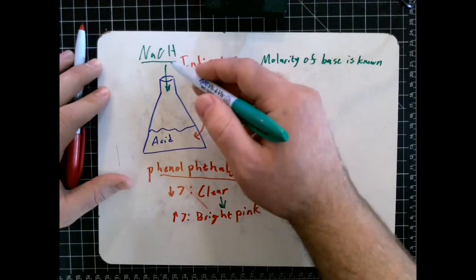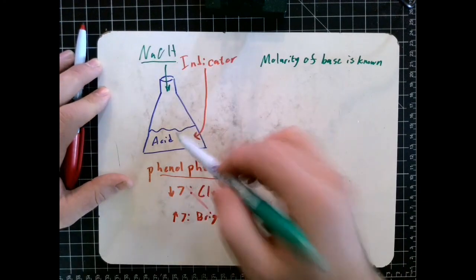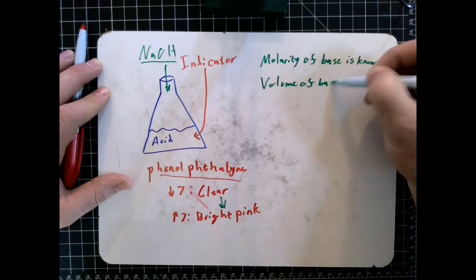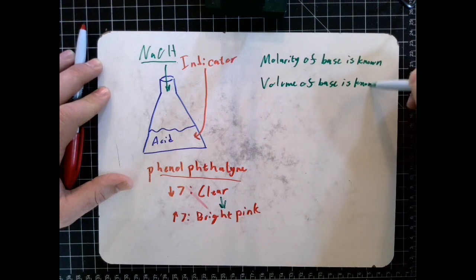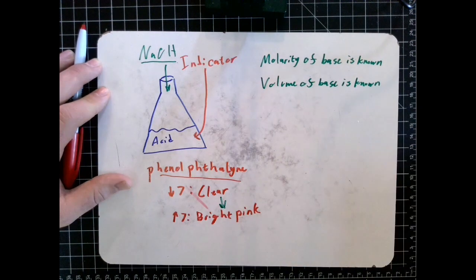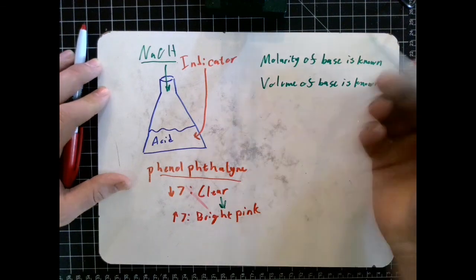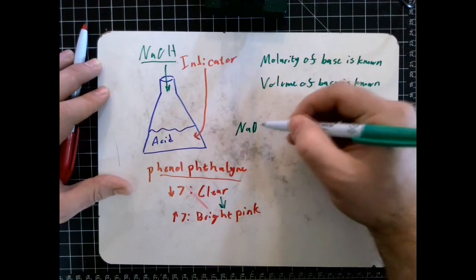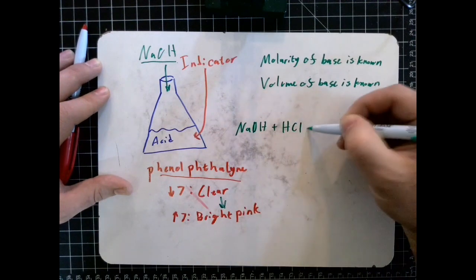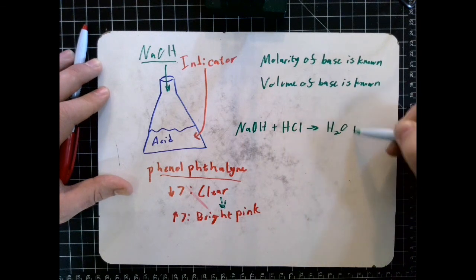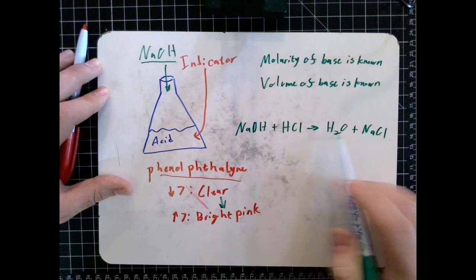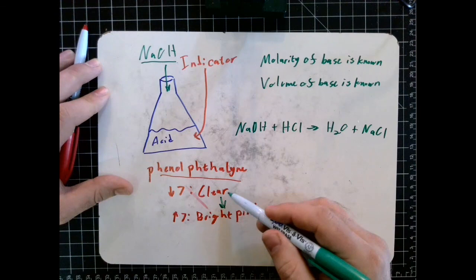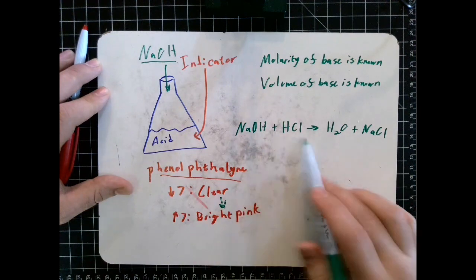So once we do that, all we're doing is measuring the volume of base that we had to put in to get that change. So then the volume of base is known. Once we know that, it's simply a matter of that neutralization reaction. Let's say this is hydrochloric acid, so NaOH plus HCl is going to neutralize to make H2O and NaCl. When I add enough base to get this sudden transition, I know that I've neutralized all of this HCl.